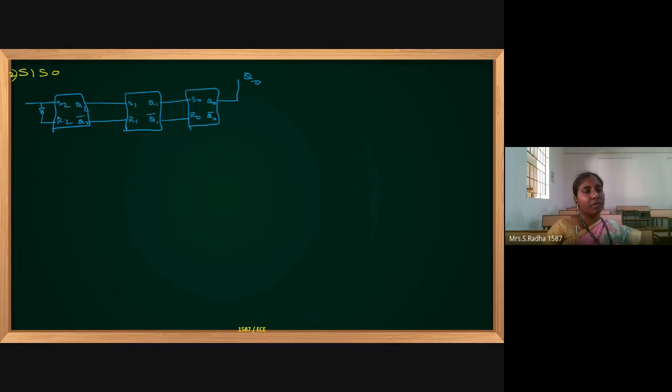Here I am going to give the input. For all the flip-flops, I am going to give a common clock signal. Clock is common. Positive edge triggering means this symbol without bubble. If a bubble is given, that is negative edge triggering.